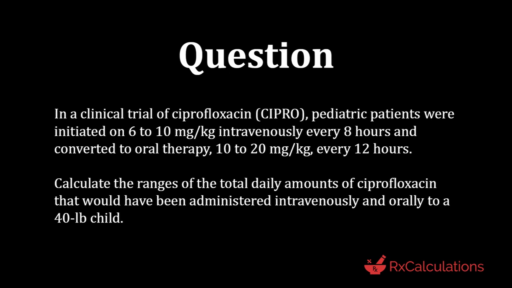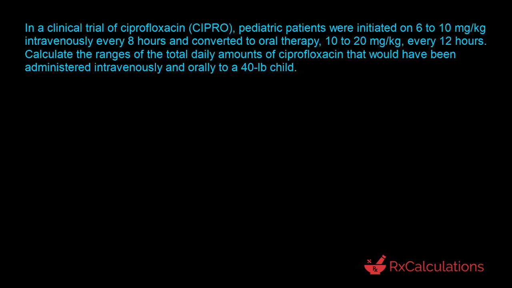This question says, in a clinical trial of ciprofloxacin, Cipro, pediatric patients were initiated on 6 to 10 milligrams per kilogram intravenously every 8 hours and converted to oral therapy 10 to 20 milligrams per kilogram every 12 hours. Calculate the ranges of the total daily amounts of ciprofloxacin that would have been administered intravenously and orally to a 40-pound child. So in this question, in the clinical trial, you are testing out 2 routes of administration. You're testing out intravenous or IV, and then you're also testing out oral therapy.